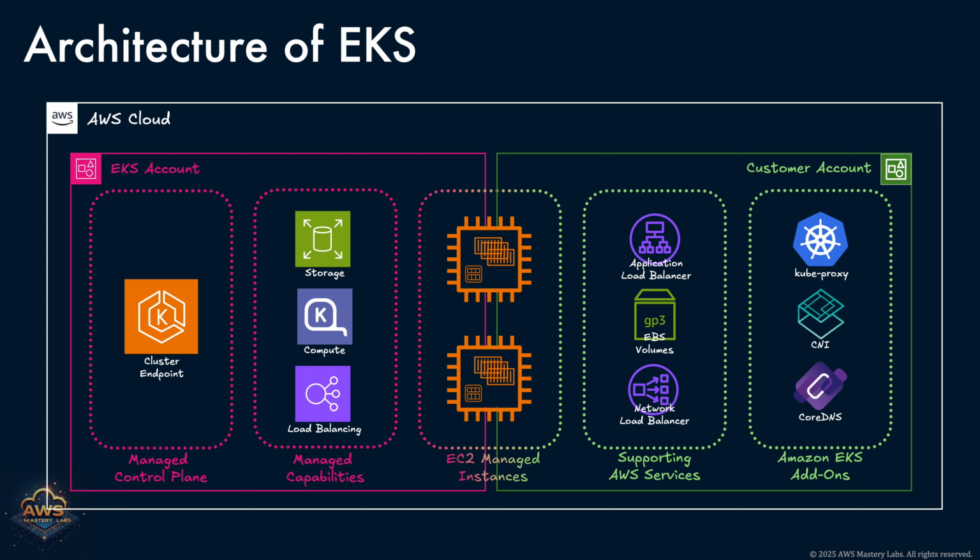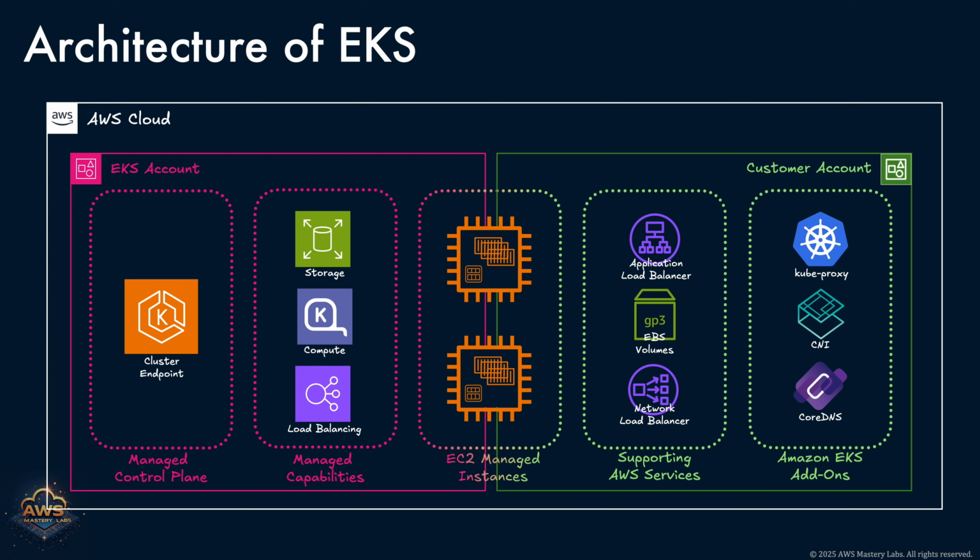Connecting the two accounts are the EC2 managed instances, which form the worker nodes of your cluster. While AWS can assist with their provisioning, especially through EKS managed node groups, these instances run inside your customer account, giving you control over configuration, scaling, and security policies. Within the customer account, you integrate your cluster with essential AWS services: Elastic Load Balancers for traffic distribution, EBS volumes for persistent storage, and VPC networking for secure communication. To enhance cluster functionality, EKS add-ons such as kube-proxy, the VPC CNI plugin, and CoreDNS are installed. These add-ons improve networking, enable service discovery, and manage DNS resolution inside the cluster, providing a production-grade Kubernetes environment with minimal friction.